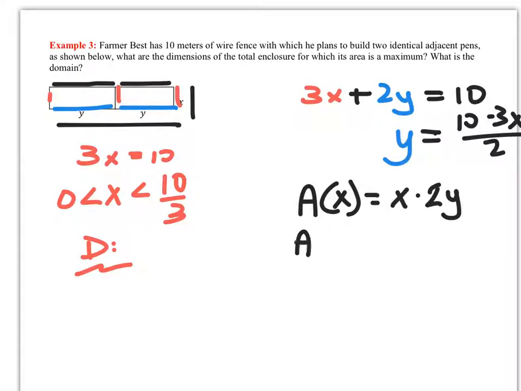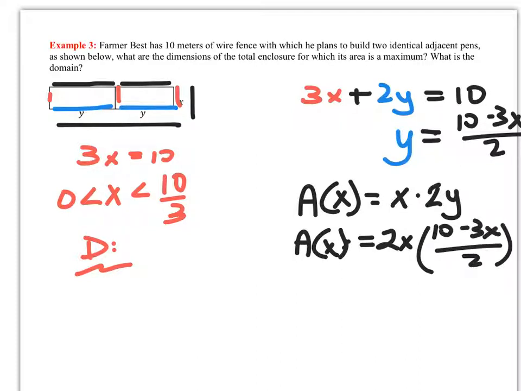So it looks like the area with respect to x, we're going to do a little bit of simplifying here in a moment, would be 2x times y, and y would be (10 minus 3x) over 2. I'm going to simplify off camera. Okay, so as I simplified this area function with respect to x, these 2's canceled out, I distributed the x, and I'm good to go.